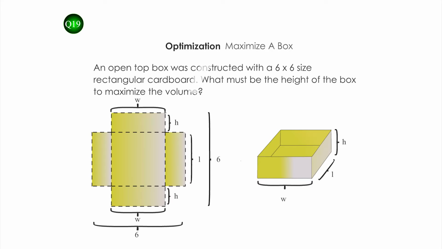Now that we've looked at both types of related rates, let's do some problems to further show off our skills. Let's look at number 19 for an example of optimization. An open-top box was constructed with a 6x6 rectangular cardboard. What must be the height of the box to maximize the volume? The cardboard is a square with sides 6x6. Let's call the unknown sides x.